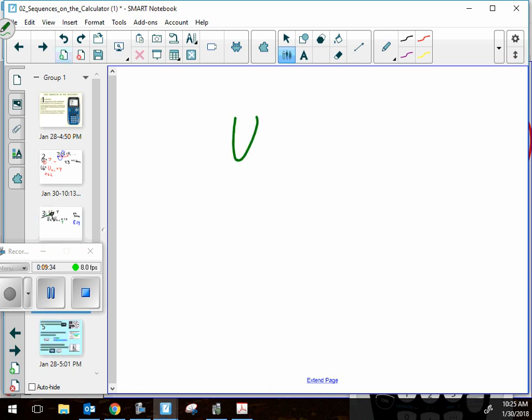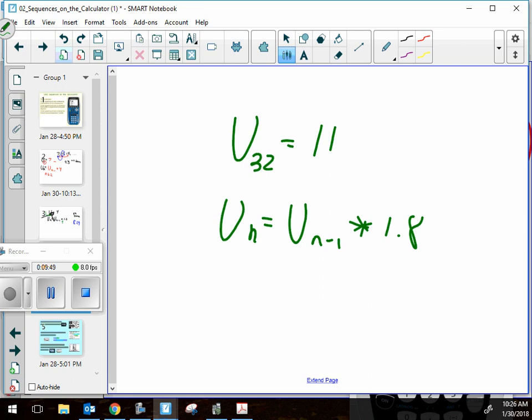If I started my sequence like this, u sub 32 is equal to 11, u sub n equals u sub n minus 1 times 1.8, then the smallest n I'd ever have in this is 32. They'll only go up from there. I know it annoys you to not start with 1, but you can start with anything you want. So what the calculator is asking is, what's your n min? In this problem, what would our n min be? 32. You get that that's rare, though, and usually what's the n min? 1, because usually you start with u sub 1.